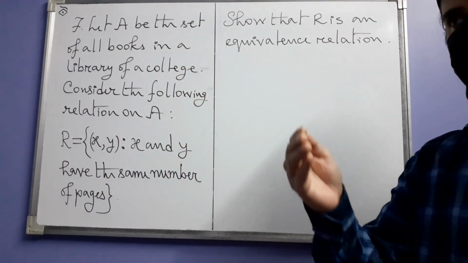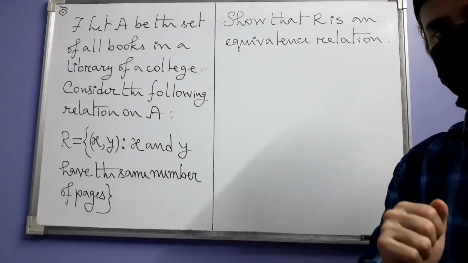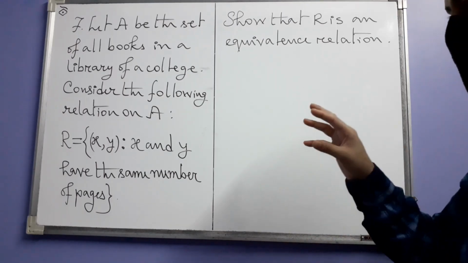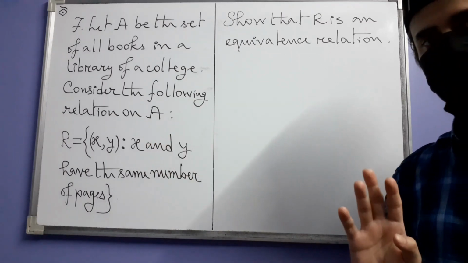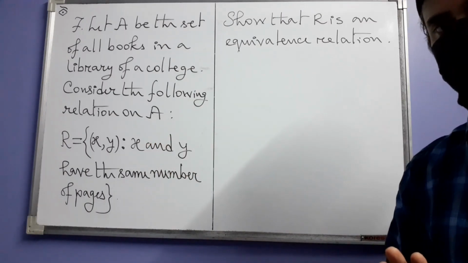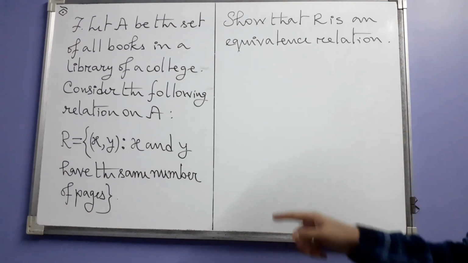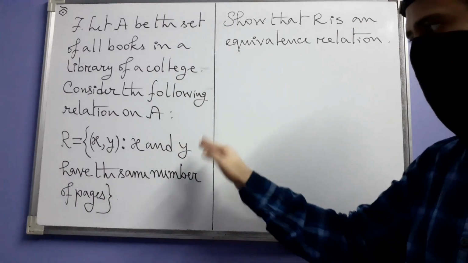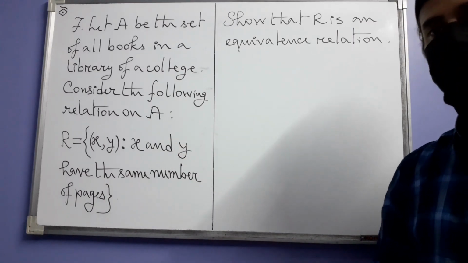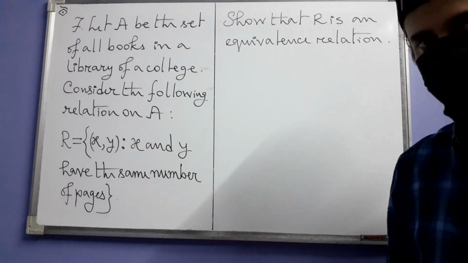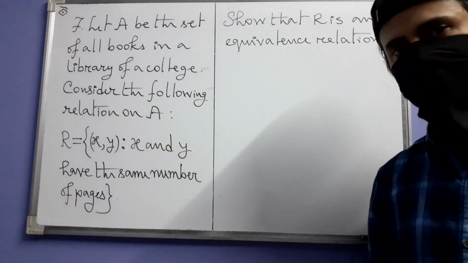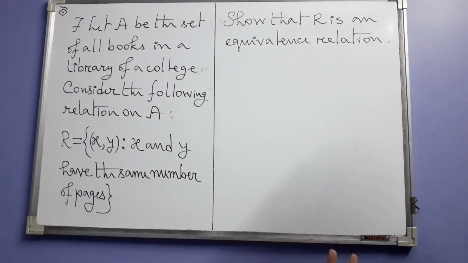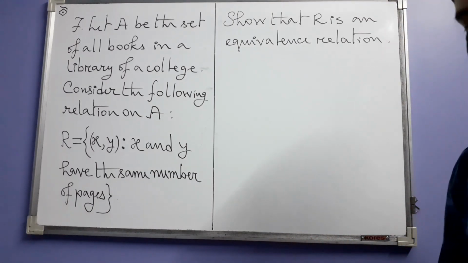X. X and X have the same number of pages, because we are talking about only one book. So that makes (x, x) an element of R, so R is reflexive. So you write that. Next you take two books x and y such that x and y have the same number of pages. Then y and x also have the same number of pages. So (y, x) will also belong to R. So that way R becomes symmetric as well. And by now you can see very easily why R would be transitive as well.